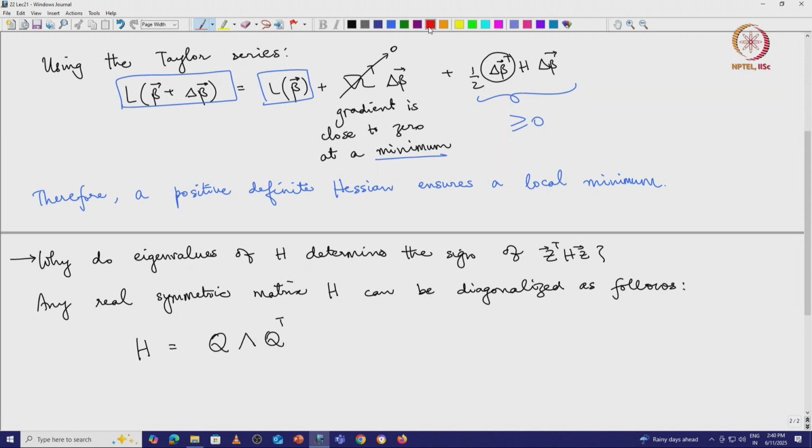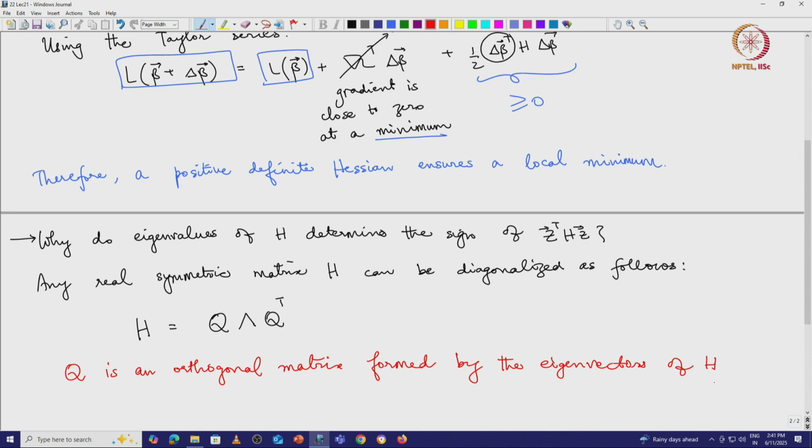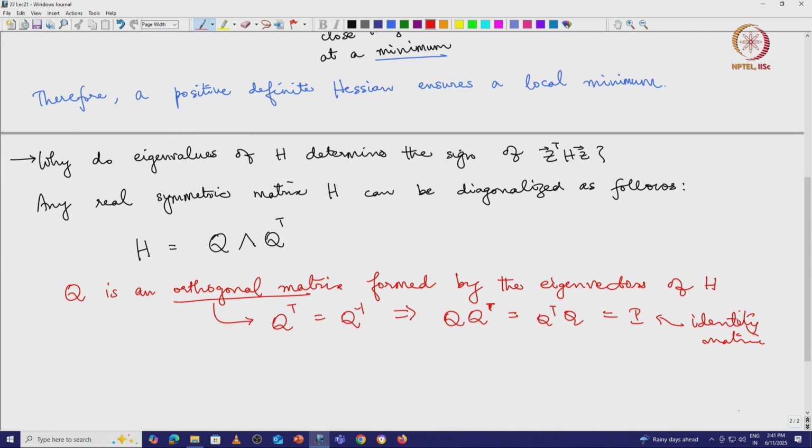So Q is an orthogonal matrix formed by the eigenvectors of H, and because Q is orthogonal, what this means is that the transpose of Q is the inverse of Q, which means Q times Q transpose is equal to Q transpose Q, and both are equal to the identity matrix. So this is the meaning of an orthogonal matrix.